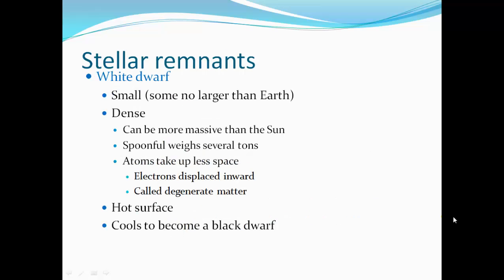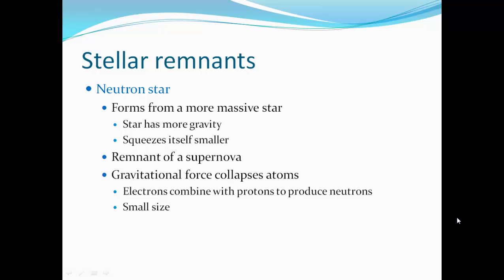White dwarfs are small, some no larger than the Earth. They're dense. They can be more massive than the Sun. A spoonful weighs several tons. Atoms take up less space. Electrons displace inward, called degenerate matter. It has a hot surface and cools to become a black dwarf.